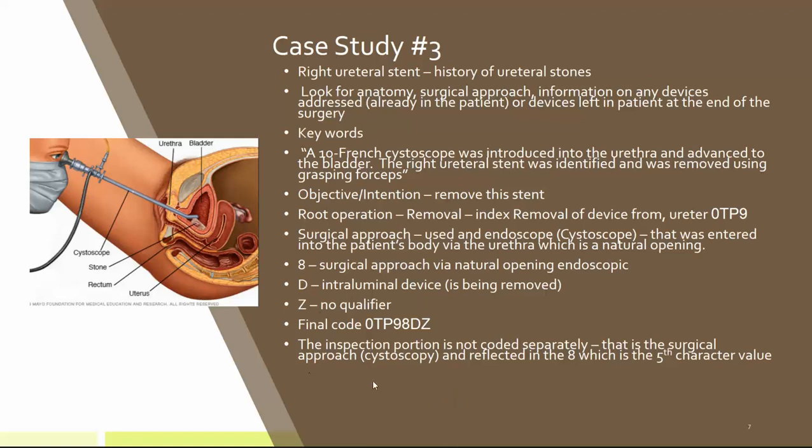So we are not coding the cystoscopy by itself separately. We're reflecting the cystoscopy in our surgical approach value of 8 in our final code. So there's only one code assigned, and that's 0TP98DZ.